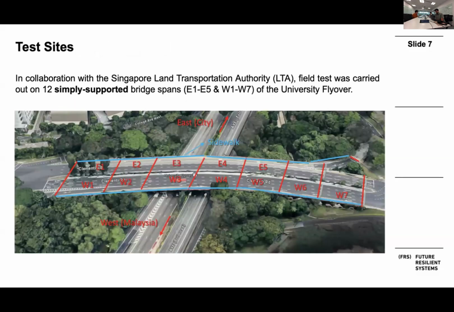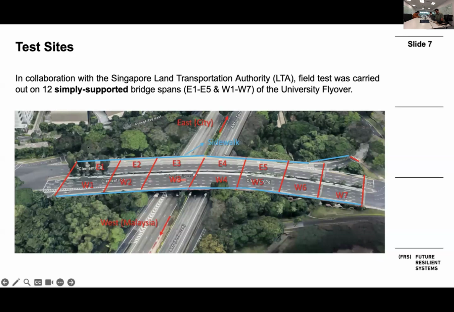After these two sensors, one mobile and one fixed, were ready, we tested them on a population of bridges in Singapore. This is our collaboration with the Singapore Land Transportation Authority, which is the owner of all the bridges in Singapore. So why did we choose this bridge for the test? Although this bridge, called the University Flyover, is only one bridge, it actually consists of, in total, 15 simply supported bridge spans.